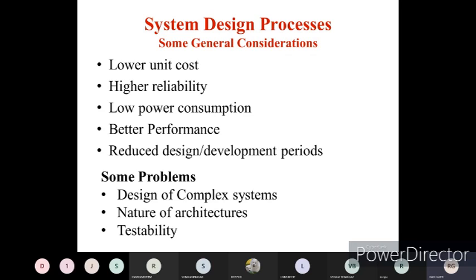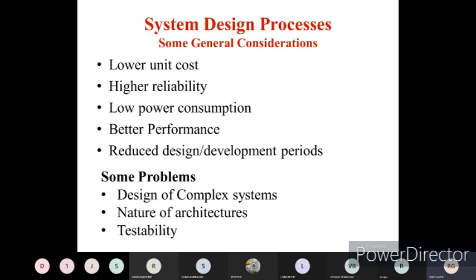That has to be studied properly. The next one is the nature of architecture. So what type of architecture are you going to pick? There are different types of architectures. Among these different types, which architecture will suit your application based upon your requirement, you need to understand properly.